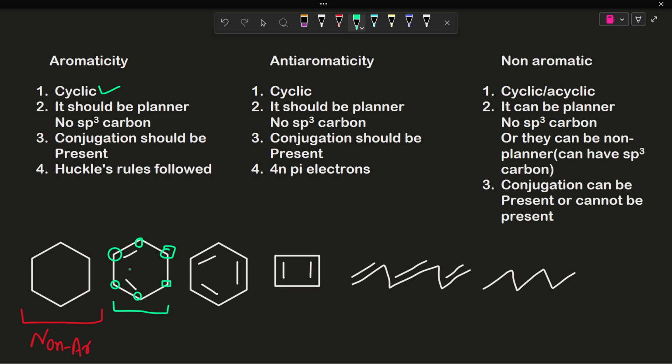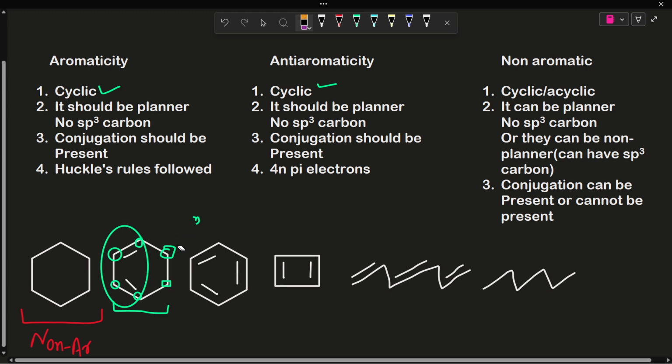And they are all planar. They will all be lying in the same plane. But what about these two? They are not sp2. They are sp3. Since they are sp3, it will not be aromatic. If it is not aromatic, let's check for antiaromaticity. Again, the same criteria fails in this category as well. So it goes to non-aromatic. This compound is again non-aromatic, right?